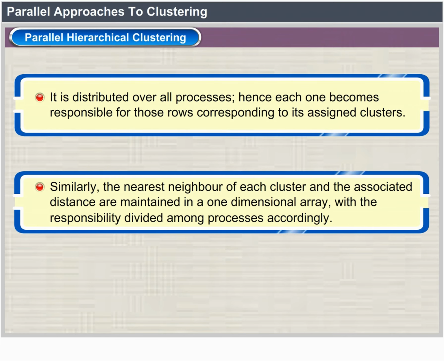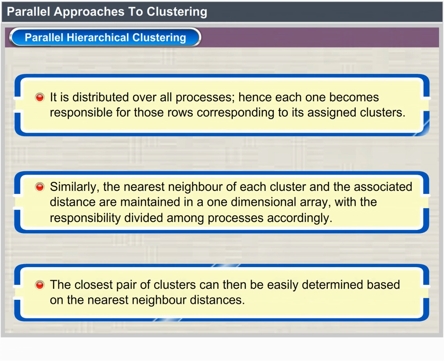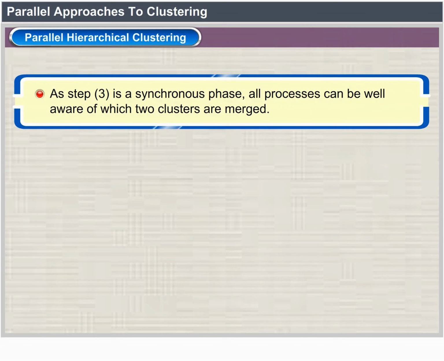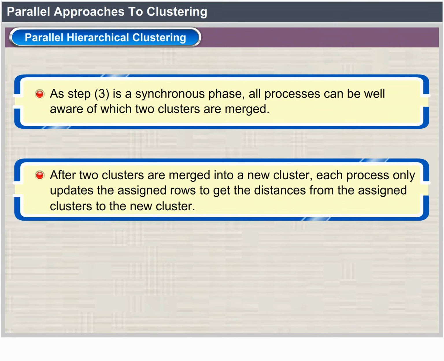The closest pair of clusters can then be easily determined based on the nearest neighbor distances. Step 3 above is a synchronous phase so that all processes know which two clusters are merged. After two clusters are merged into a new cluster, each process only updates the assigned rows to get the distances from the assigned clusters to the new cluster.